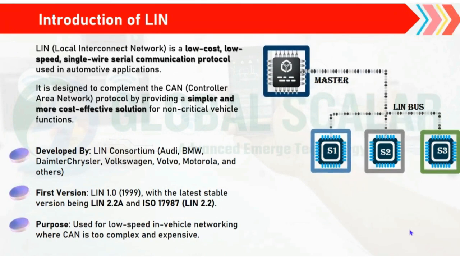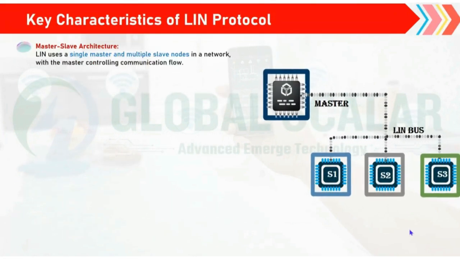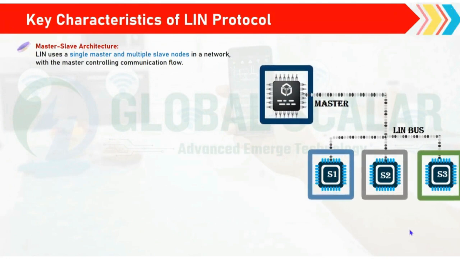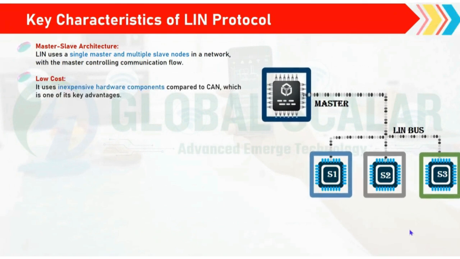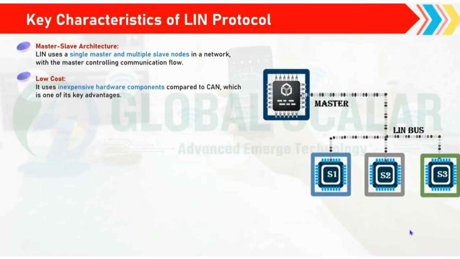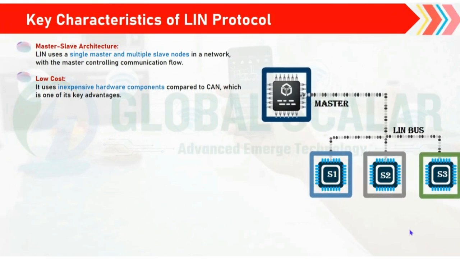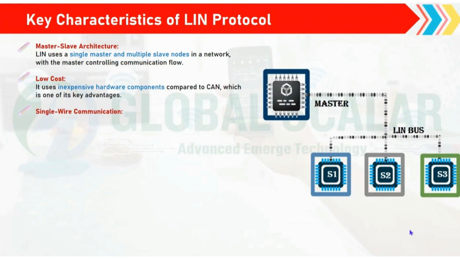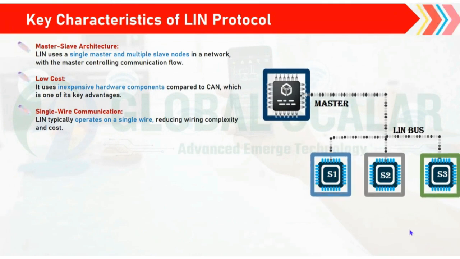The key characteristics of the LIN protocol: it is a master-slave architecture. LIN uses a single master and multiple slave nodes in a network, with the master controlling the communication flow. It is low cost compared to the CAN protocol, which is one advantage in car networking. And it uses single wire communication, where LIN typically operates on a single wire, so it reduces the complexity of wiring towards communication with devices.